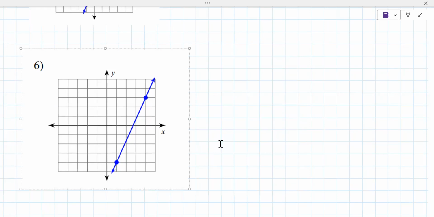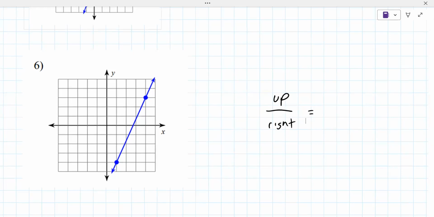All right, so for this one, I want you to figure out how many up and how many to the right you are going. I think it's 7 up and 3 to the right. Okay, that is correct.